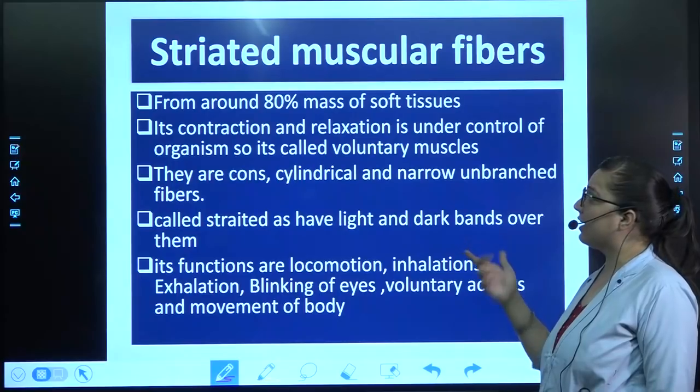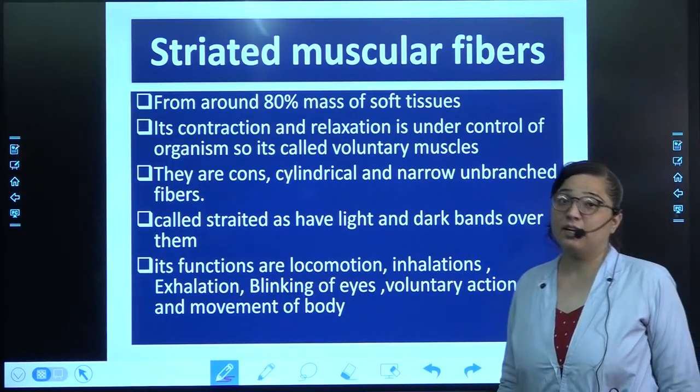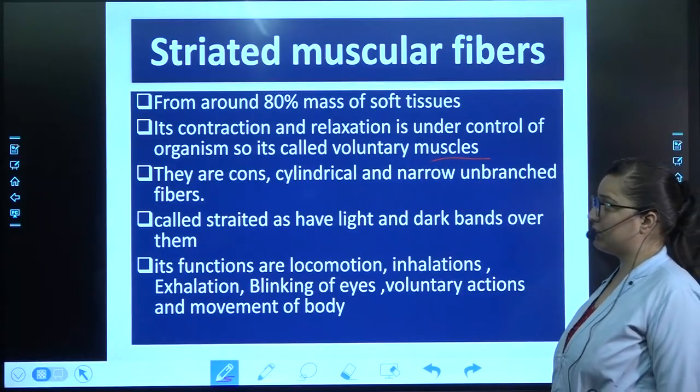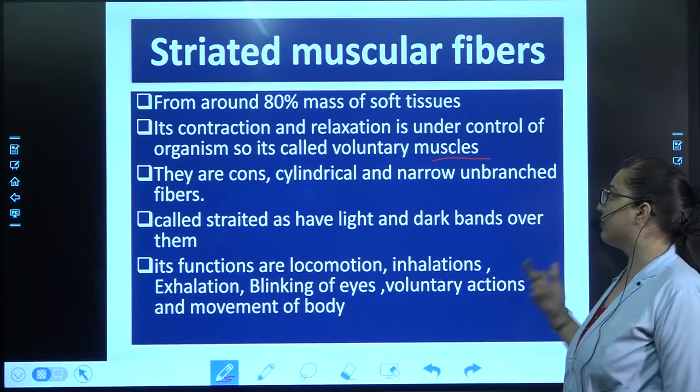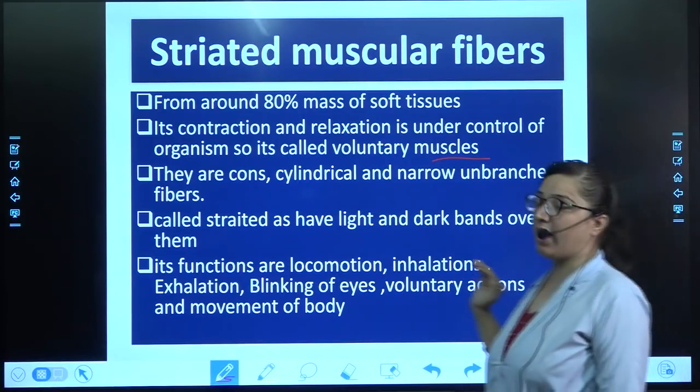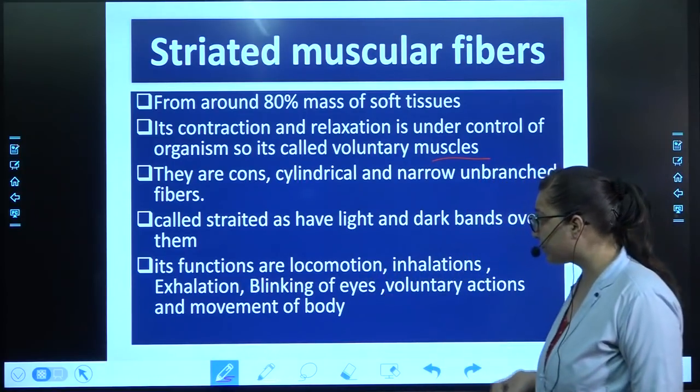Its contraction and relaxation is under the control of the organism, and so it is called as voluntary muscles. How is the shape? Called cylindrical and narrow and branched. Why are they called as striated? Because they are having light and dark bands.